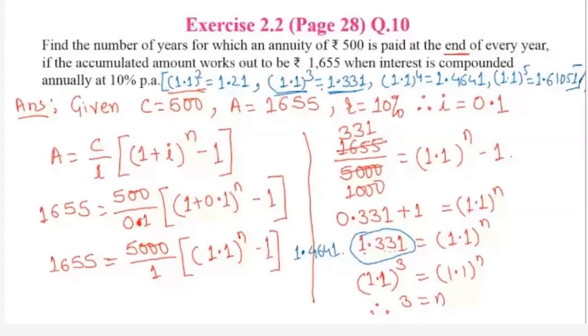1.1 raised to 2 is also given. Raised to 3 is given. Raised to 4 is given. Raised to 5 is given. So they are not giving you the answer directly. You find out the answer, they are only helping you in this step. Here they are helping you. Your answer may be 2, 3, 4, or 5. So you'll have to go from here till here correctly.